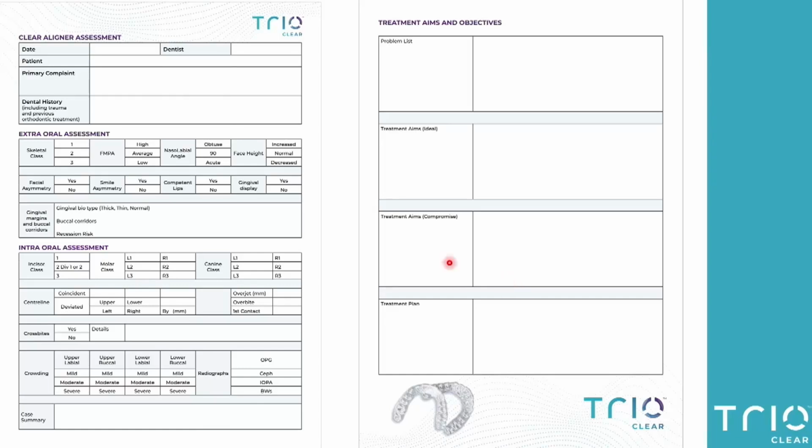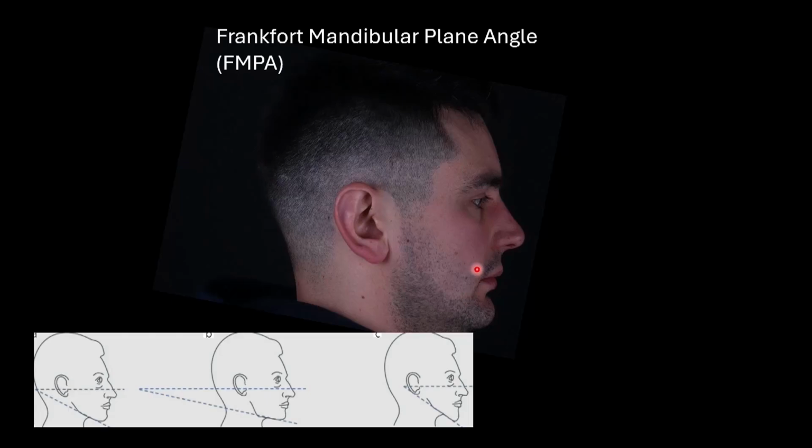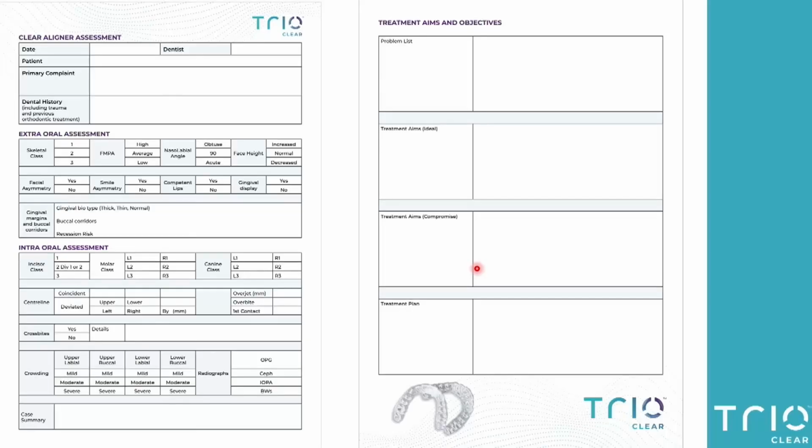Back to face height. We talk about face height in this case as increased, normal, or decreased. In this case, it is slightly decreased, but it's not too far off normal.